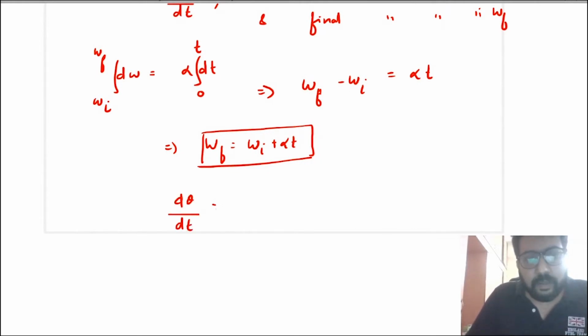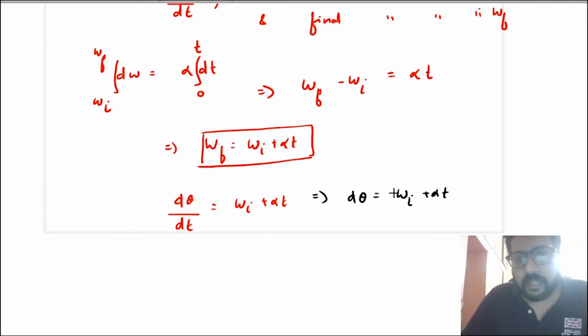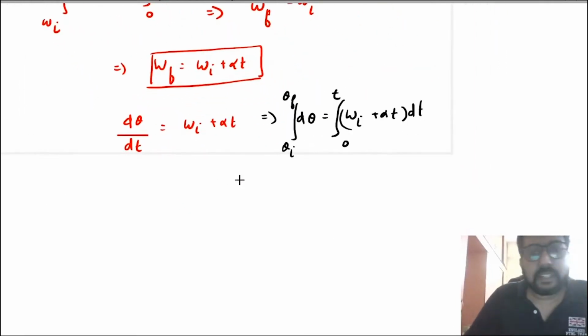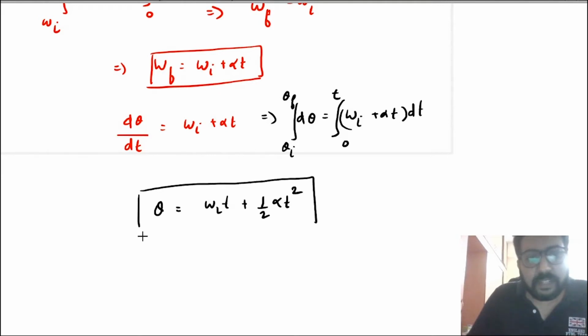Now let us derive the next relation. Omega final can also be written as d theta upon dt. Omega initial is a constant plus alpha t. Again, if you variable separate and integrate, d theta is equal to omega initial plus alpha t dt. If you integrate both sides, at t equal to 0, suppose the initial position is theta initial, and at t equal to t, the final position is theta final. Theta final minus theta initial is basically the change in angular position, which is the angular displacement. So angular displacement theta is equal to omega initial t plus half alpha t square. In the same way, you can compare this with linear kinematics.